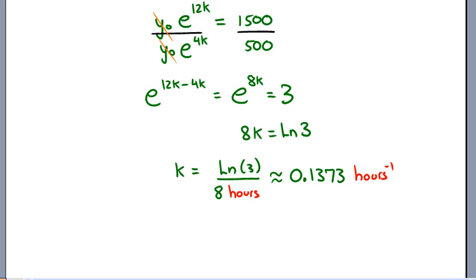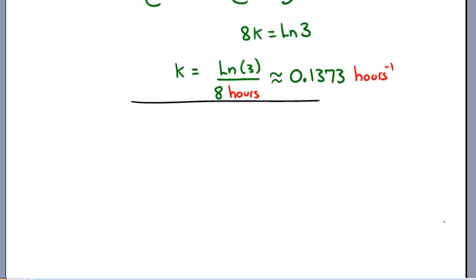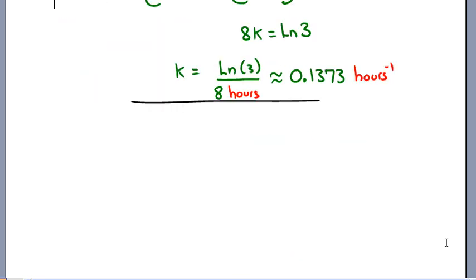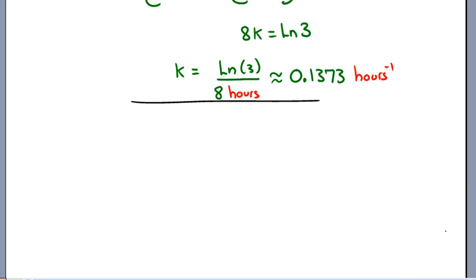We are close. We're halfway. Actually, a little more than halfway in terms of the effort. We've figured out what the k is. Now we're going to go and find out what the original amount is. You can pick either one of those conditions. You can pick either the 500 story or the 1500 story. It makes no difference. I'm going to go with the 500 story and say, okay, I got to get 500 when I go and put 4 in for time.